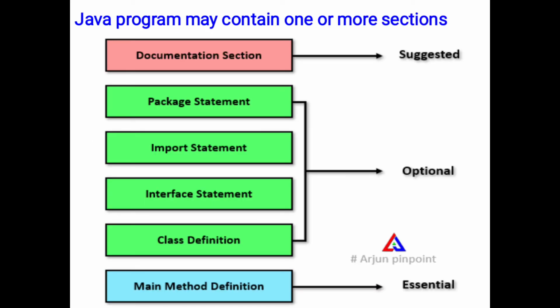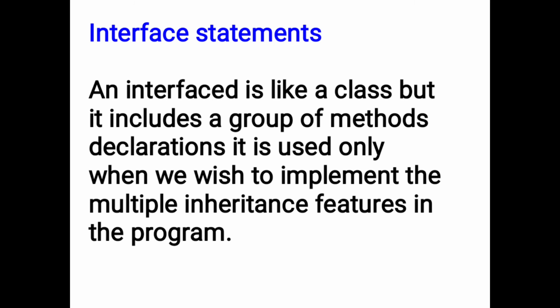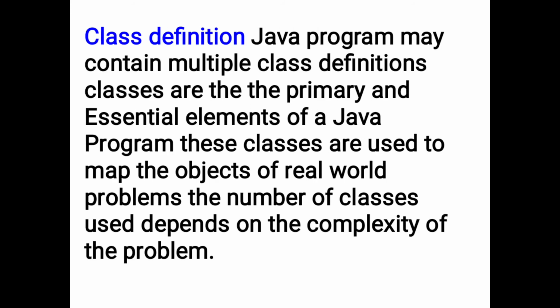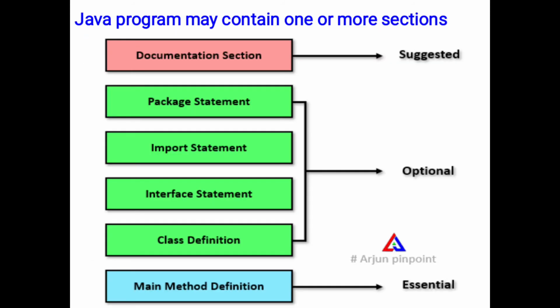Next one is the interface statement. An interface is like a class, but it includes a group of method declarations. It is used only when we wish to implement multiple inheritance features in the program, and this is also optional.